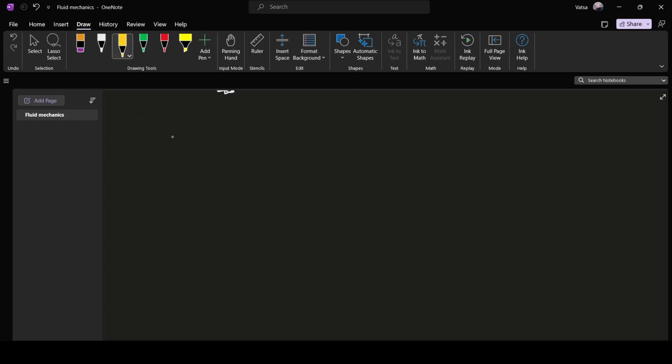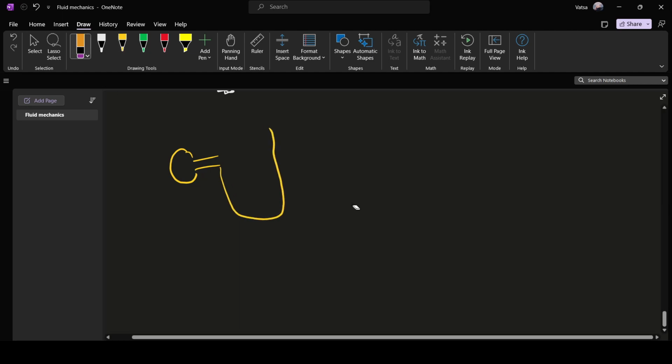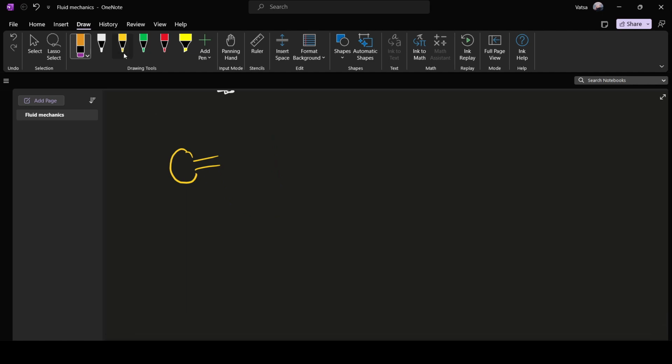So it is like a circle here, and it's bent like a U shape. Sorry, it's bent like a U-tube. I'm really sorry about my bad drawing skills.